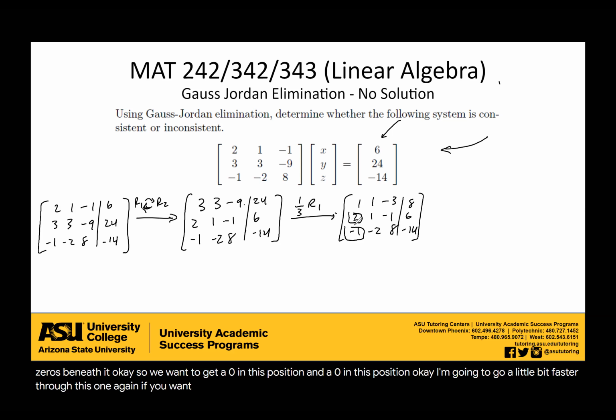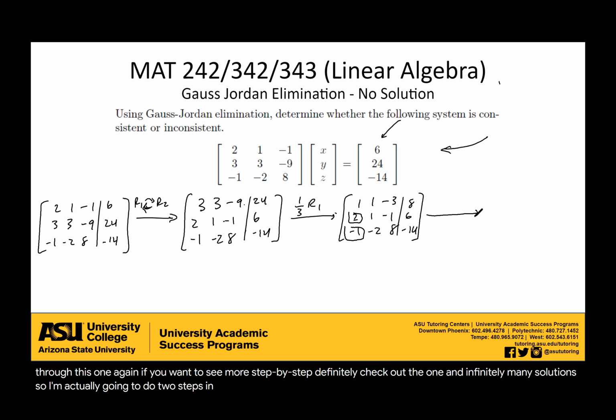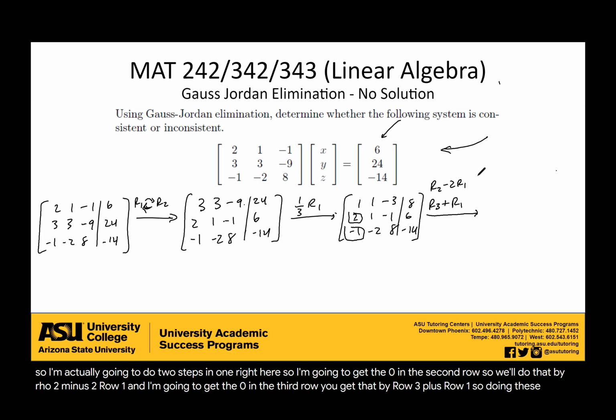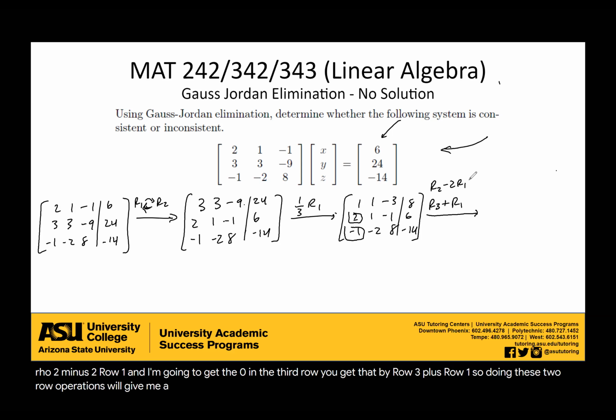I'm going to go a little bit faster through this one. Again, if you wanted to see more step-by-step, definitely check out the previous videos on Gauss-Jordan elimination with one and infinitely many solutions. So I'm actually going to do 2 steps in one right here. I'm going to get the 0 in the second row by row 2 minus 2 row 1, and the 0 in the third row by row 3 plus row 1. Doing these 2 row operations will give me a 0 in my second row and a 0 in my third row. So I have 1, 1, -3, 8.